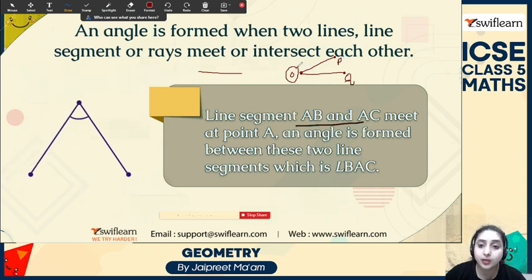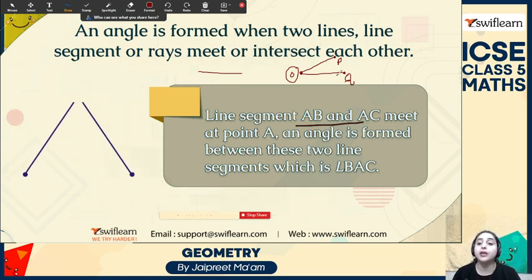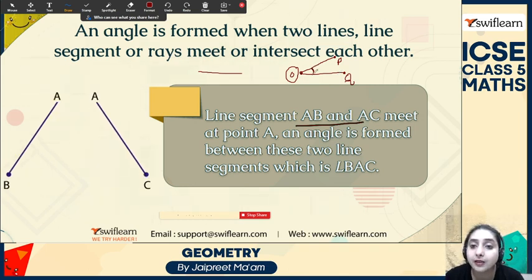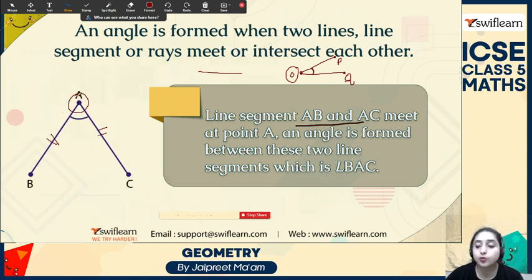This is the common point between the two line segments. When the lines intersect or meet each other at a common point, they form an angle. They form an angle, and these are called the arms of the angle, and where they meet, the common point, that is called the vertex of an angle. Like BAC: BA is one arm and AC is another arm of the angle, and they are meeting at the vertex A. So A is the common point between them.